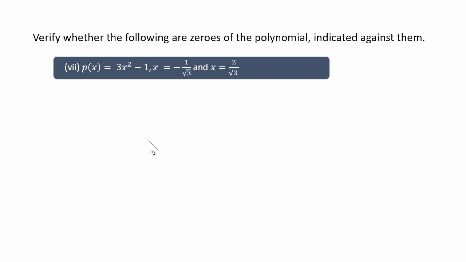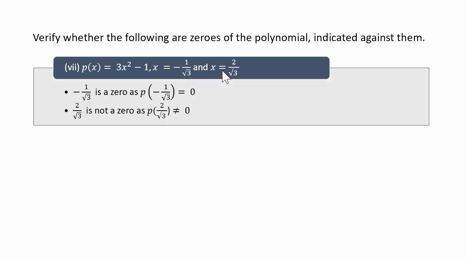All right, seventh one. The polynomial now is 3x squared minus 1, and we have 1 divided by root 3, minus 1 divided by root 3, and plus 2 divided by root 3. So there are multiple values. Let's see what happens. Minus 1 divided by root 3 is a zero. Why? Because if you substitute minus 1 by root 3, 3x squared becomes 1, and 1 minus 1 is 0. So that is why this is a zero. Whereas if you substitute 2 by root 3 in 3x squared, you get 4, and 4 minus 1 is 3. As a result, it's not equal to 0. Hence, that's not a zero.